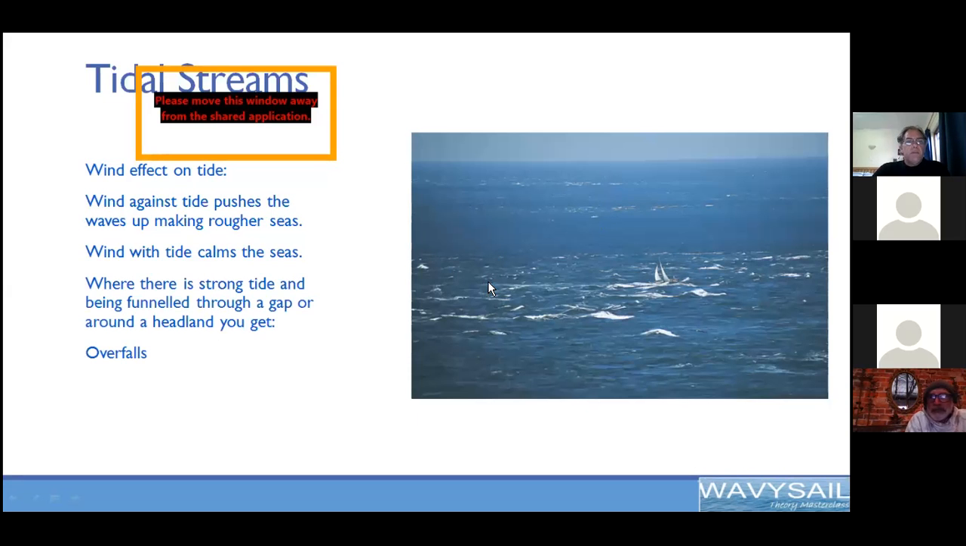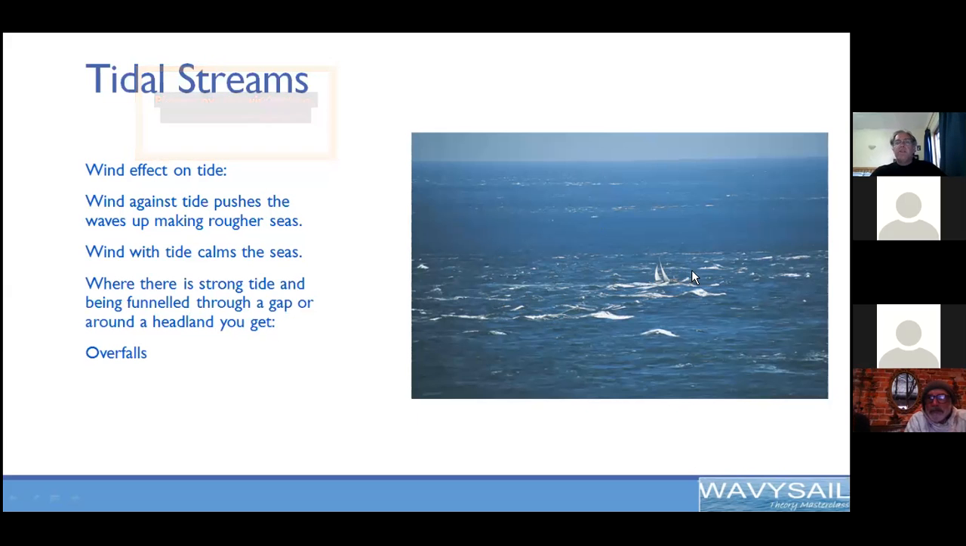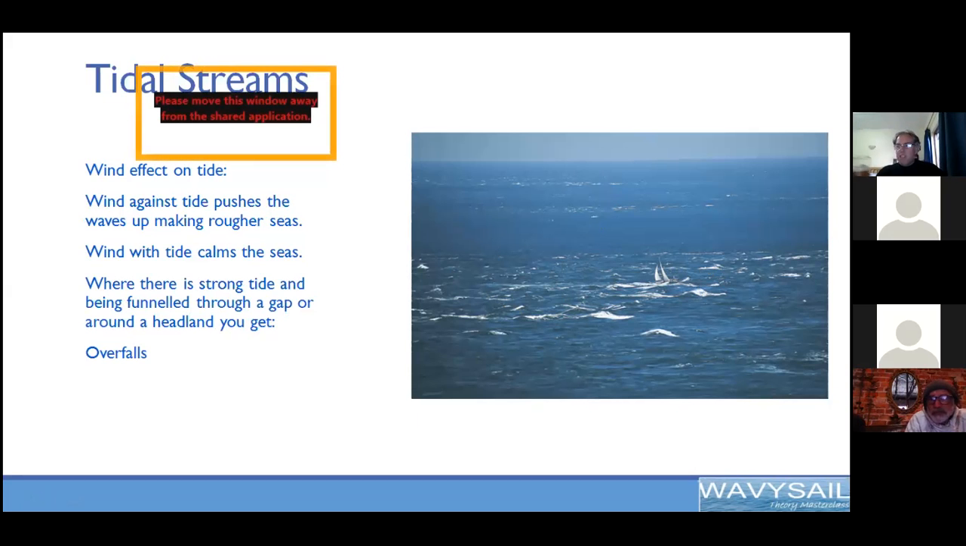And then where there is strong tide being funneled through a gap or around a headland, you've got something called overfalls. That's where tide is actually creating its own current or river. And we see that very easily if you stand by the edge of a normal river and watch the water flow around a rock. That's actually an overfall. In a river they call it rapids, at sea we call it overfalls.